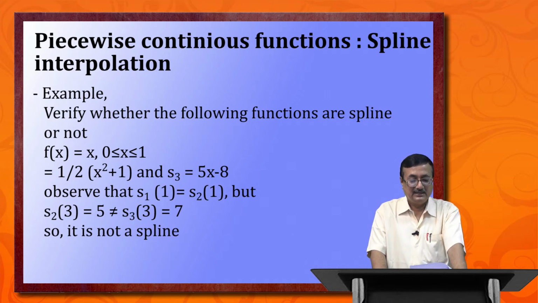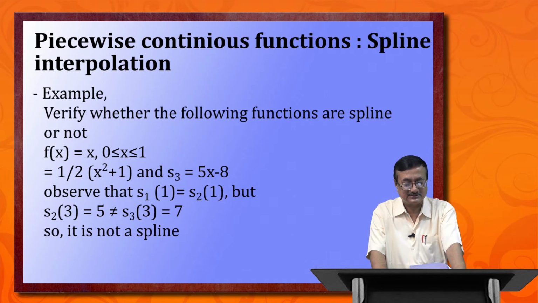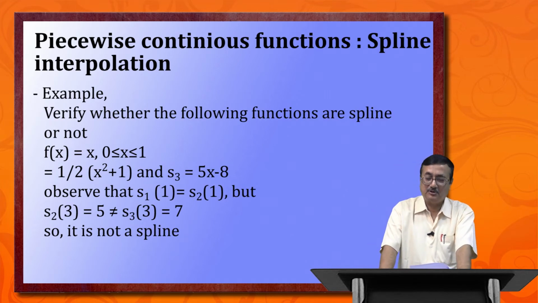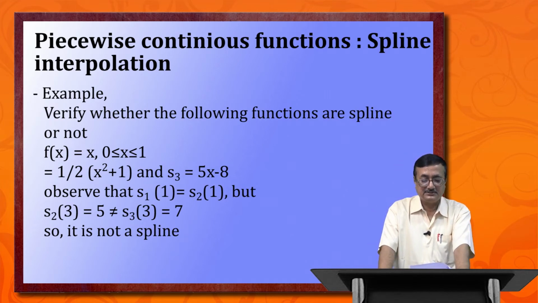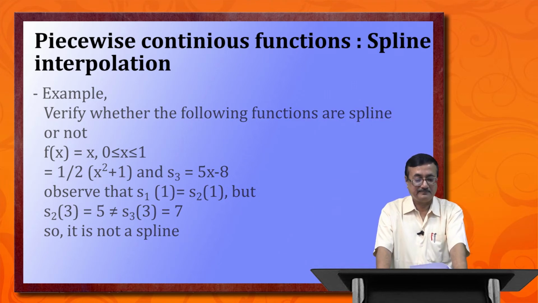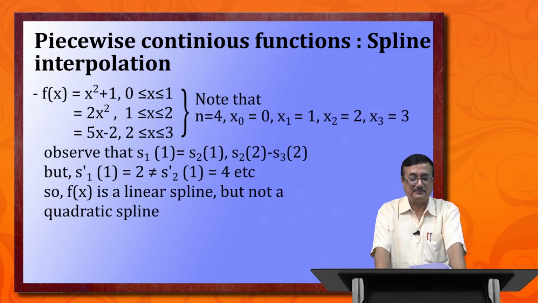We see that S2 at the point x is equal to 3 is equal to 5, while for S3 at x is equal to 3 it is 7. So S2 at 3 is not equal to S3 at 3. So S(x), that is f(x), is not a spline because it does not satisfy the condition that at the interior point 3 the functional value of S2 is not equal to the functional value of S3. It is not a spline. Let us consider another problem.